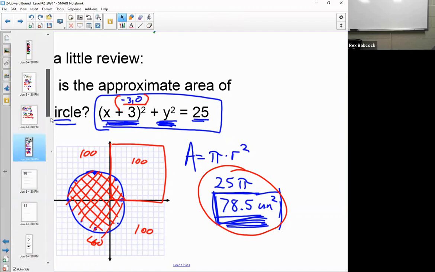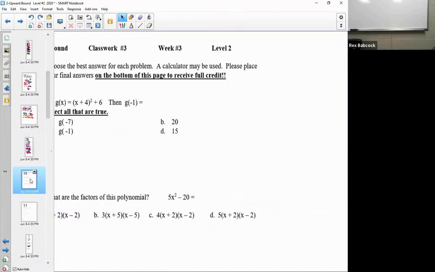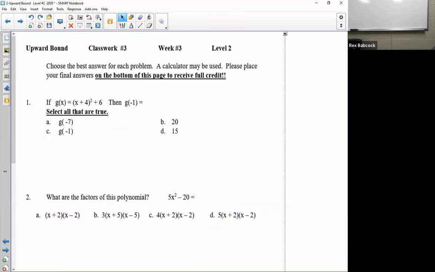Here's examples of the homework that you might see. First example, it says g of x is this. What's g of negative 1? Well, they've given us answers here. And it says select all that are true. So g of negative 1 and 4 is 3 squared plus 6. 9 plus 6 is 15.